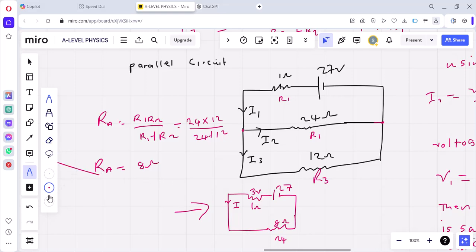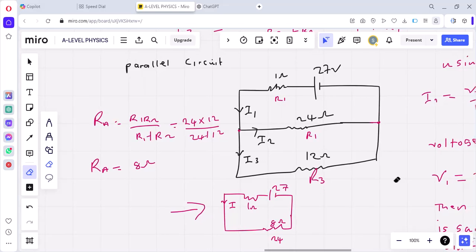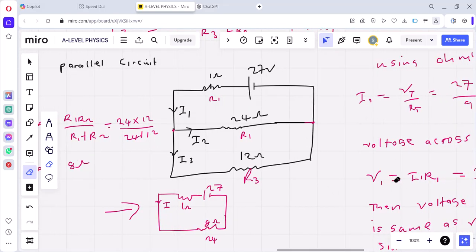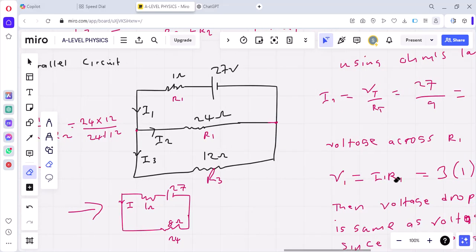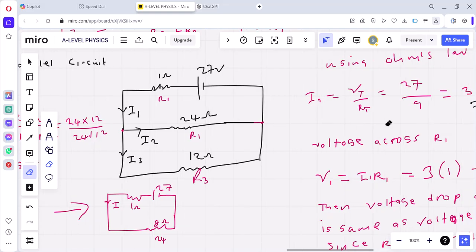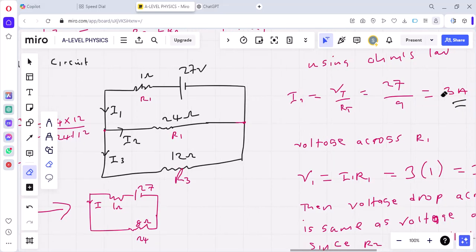Now, before we do that, let us compute the total current. If we compute the total current using Ohm's law, we have to divide total voltage over total resistance. Now this is a series circuit. We have 1 plus 8, that will give us 9, and this will be 27 over 9. And this here will be 3 amps. So the total current I1 there will be 3 amps.